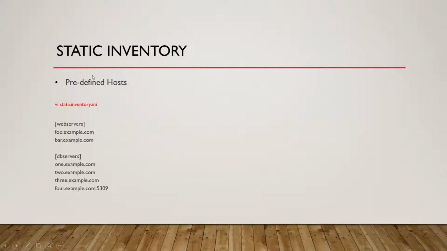So what inventory is? The first one is the static inventory. Static inventory is nothing but where we go and manually give each and every name of the remote host we are going to connect. So in this scenario, we are categorizing the servers into two. One is the web server and the other one is DB server. So why are we categorizing this into two?